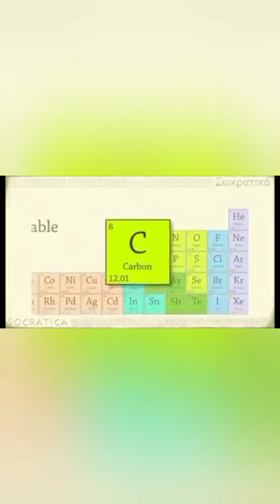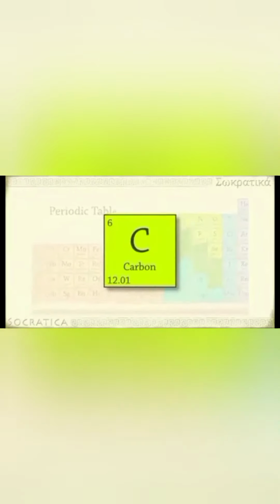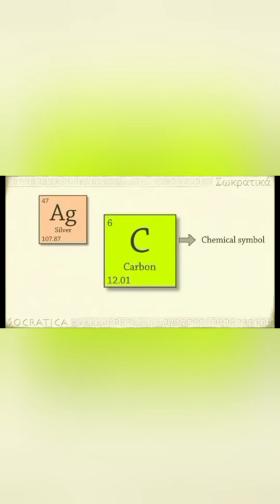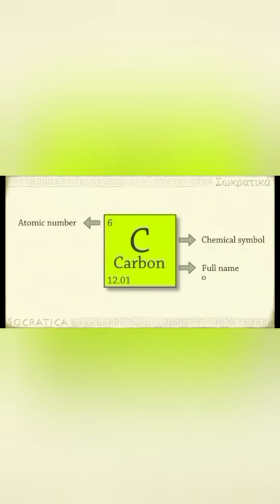Each element is represented by one square on the periodic table, with a 1 or 2 letter chemical symbol. Many of the chemical symbols are derived from the English name for the element, but some come from other languages. For example, the symbol for silver is Ag, from the Latin word argentum. The symbol for lead is Pb, from the Latin word plumbum. Above the chemical symbol is the atomic number of the element, and below the symbol are the full name of the element and its atomic mass.